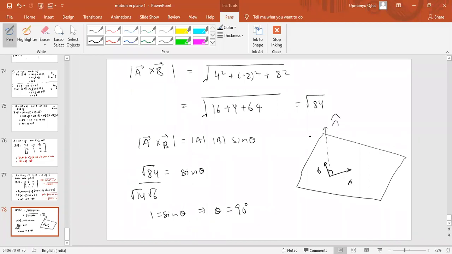Now how do I get downward? If I ask you B cross A, what do you have to do? Put your finger on B. Right hand, don't take left hand. Rotate the finger towards A. Where is your thumb? Downward. So what is the direction of B cross A? Minus n cap. Yes or no? Okay, fine. So that is what it means.